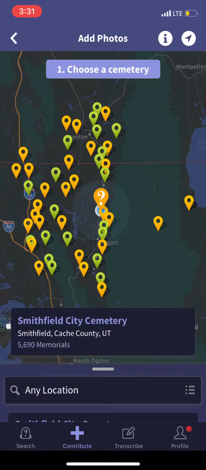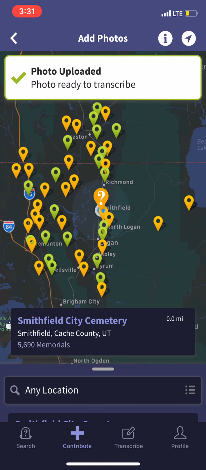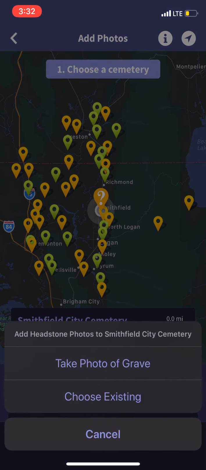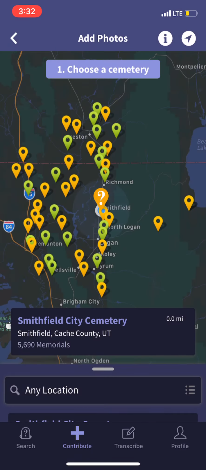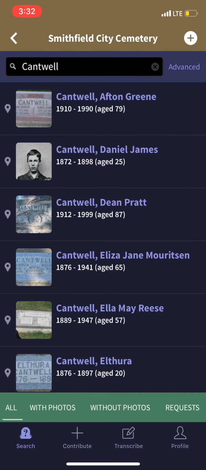And because there's not a half, we're going to say we're done. If you had a front and a back, you'd want to do both sides and group them together. Now it says the photo's ready to transcribe. I'm going to transcribe those later. You can even not transcribe them, and it will go to the public, and somebody will do it for you. All right, so we're going to actually go back here and search for another one.